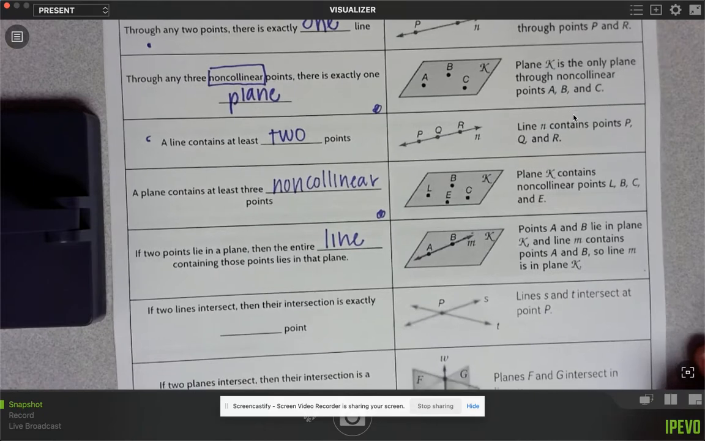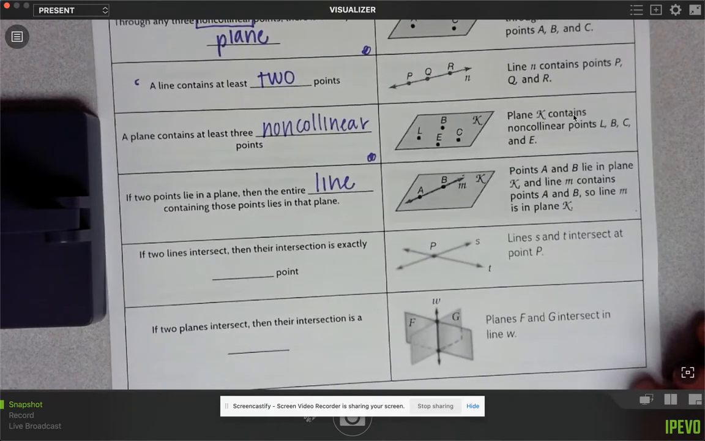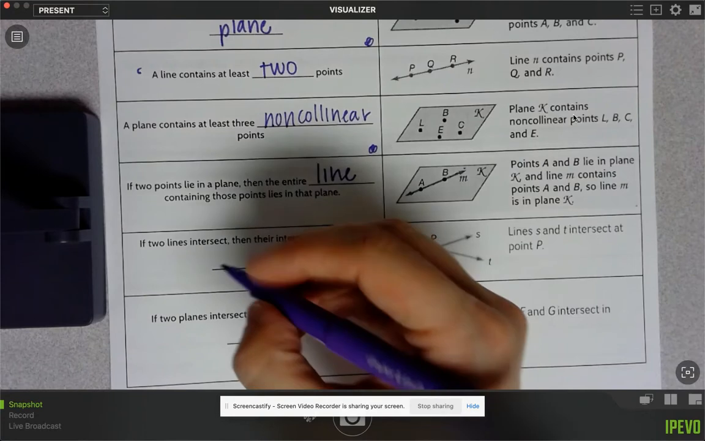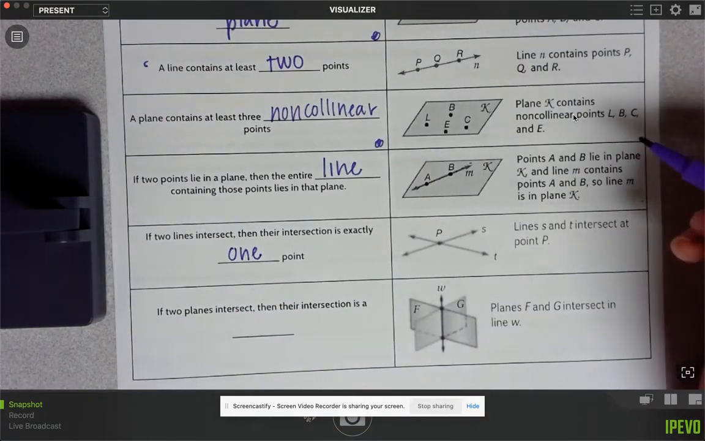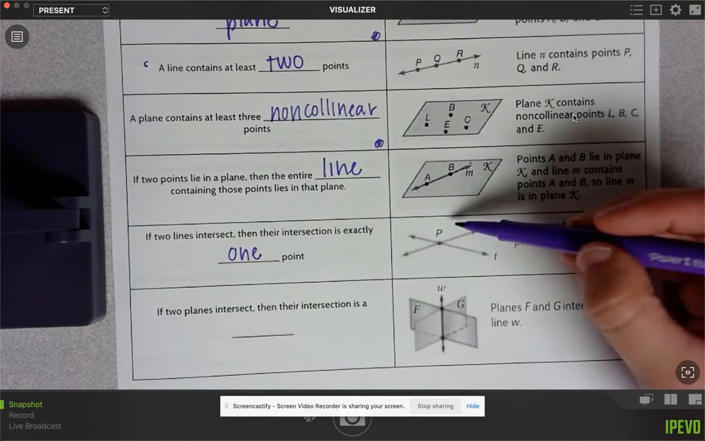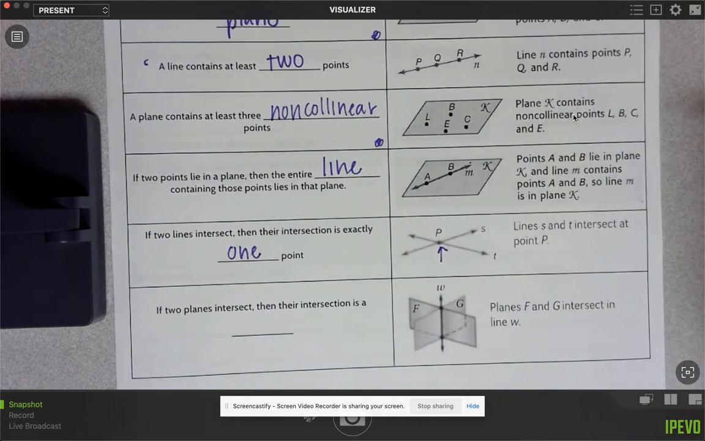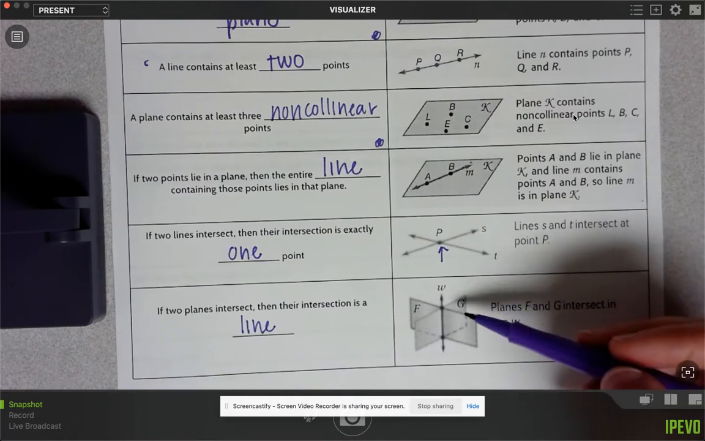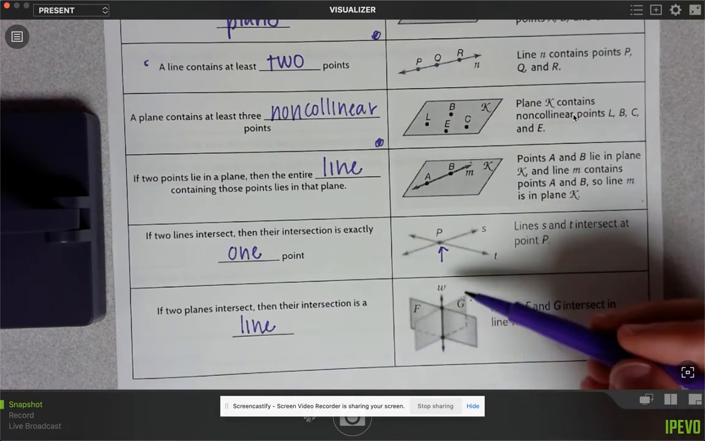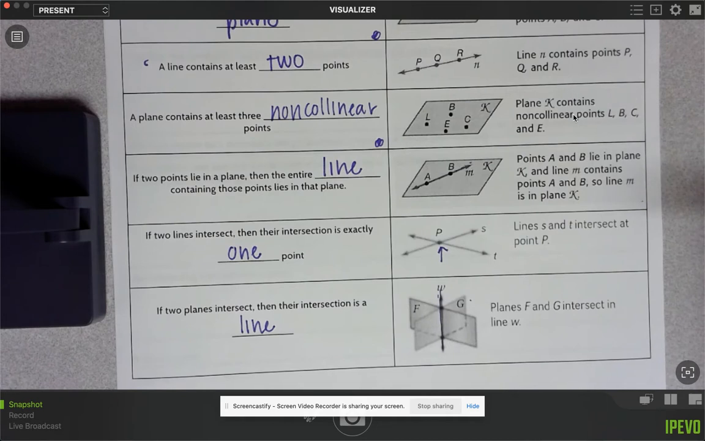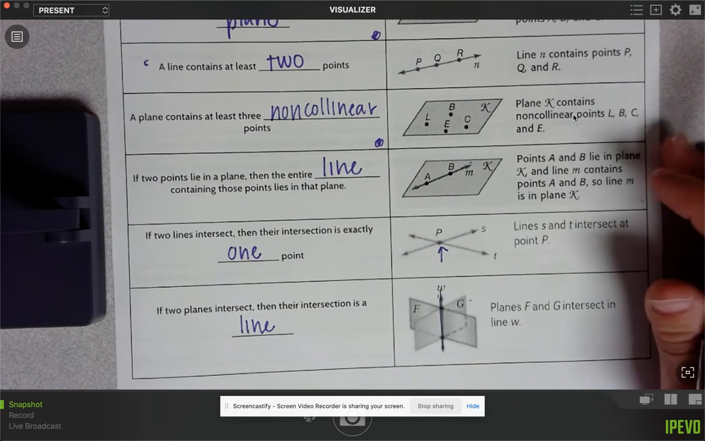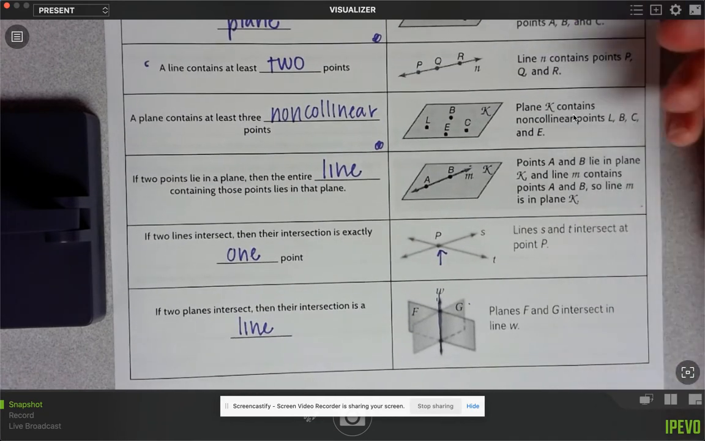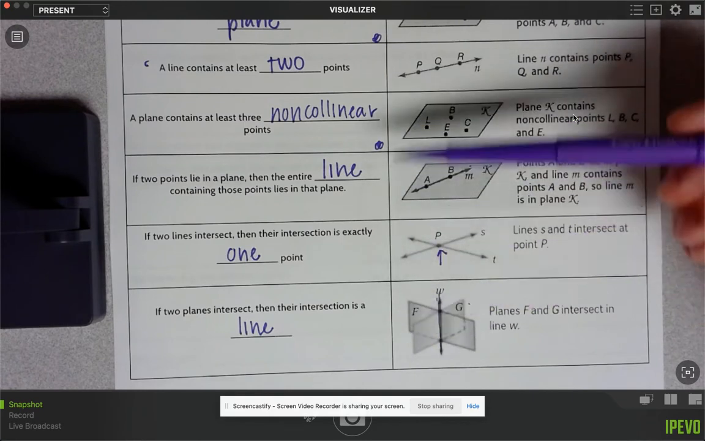Okay. If 2 lines intersect, then their intersection is exactly 1 point. So I have 2 lines, S and T here, and they're intersecting at a single point, P. And then lastly, if 2 planes intersect, then their intersection is a line. So in this example here, we have our planes F and G, and they're intersecting at line W. Some of these things we've mentioned earlier in chapter 1, some of them maybe we haven't. But refer back to these postulates throughout this assignment, okay?